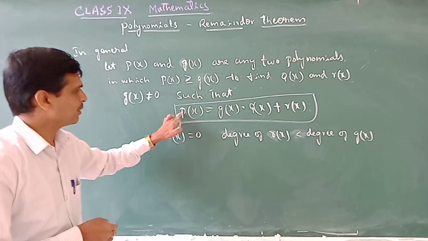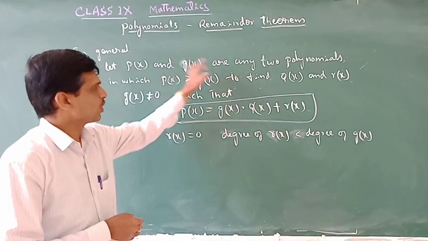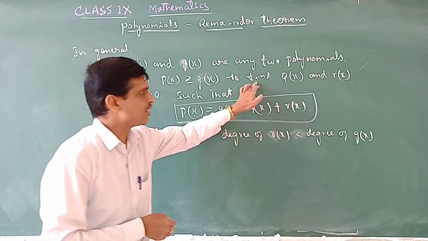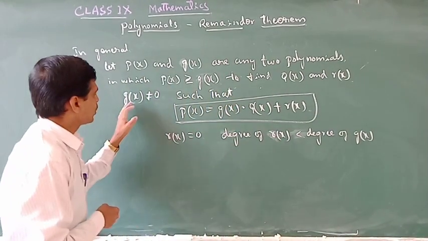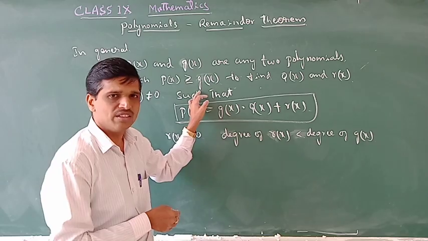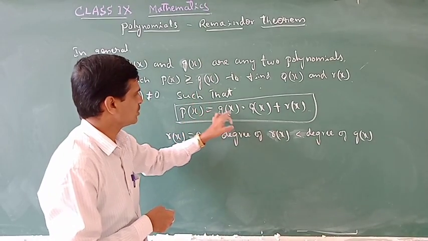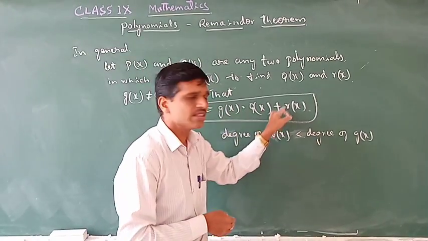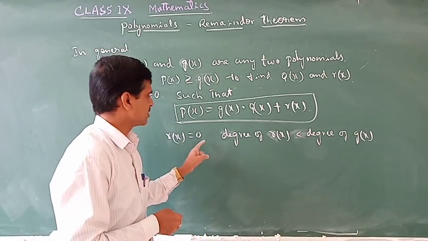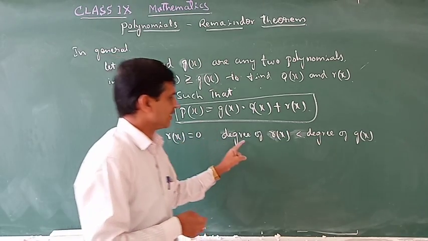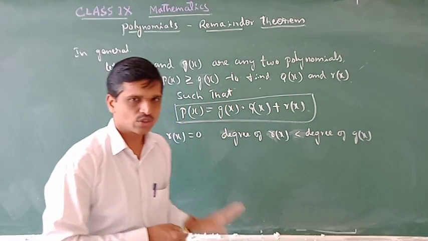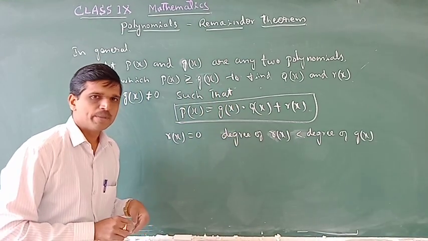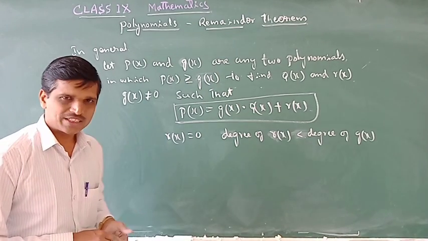Consider any polynomials p of x and g of x. These two are the polynomials. In order to find the values of q of x and r of x, where g of x is not equal to 0, the general form is p of x equals g of x into q of x plus r of x. Here r of x is not equal to 0, and the degree of r of x is always less than the degree of g of x. So this is the condition applied. Based upon this, we can solve some more examples and exercise problems.